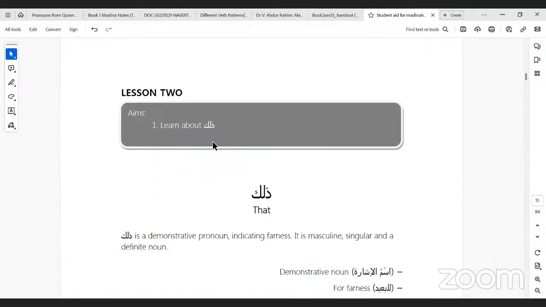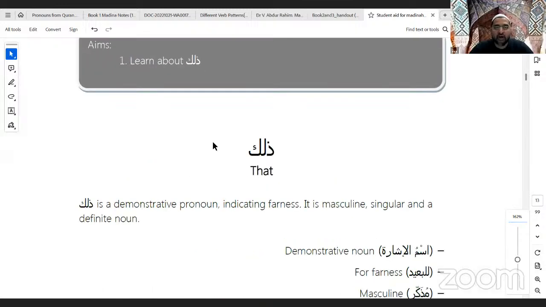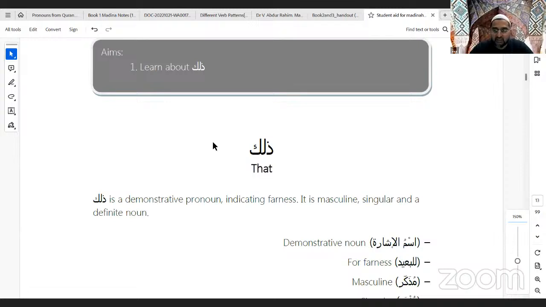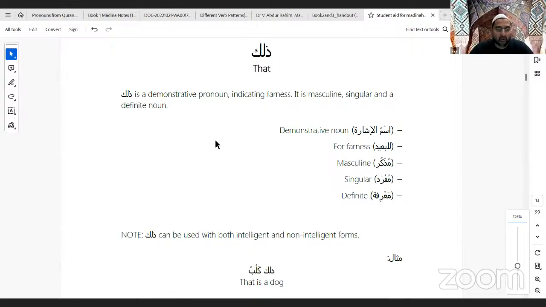Right. Lesson number 2 now. The next lesson we did in the book was dhalika. Dhalika is something which is slightly further away. Haza is something near, and dhalika is slightly further away. So what is this? Let's summarize this lesson. Go ahead.